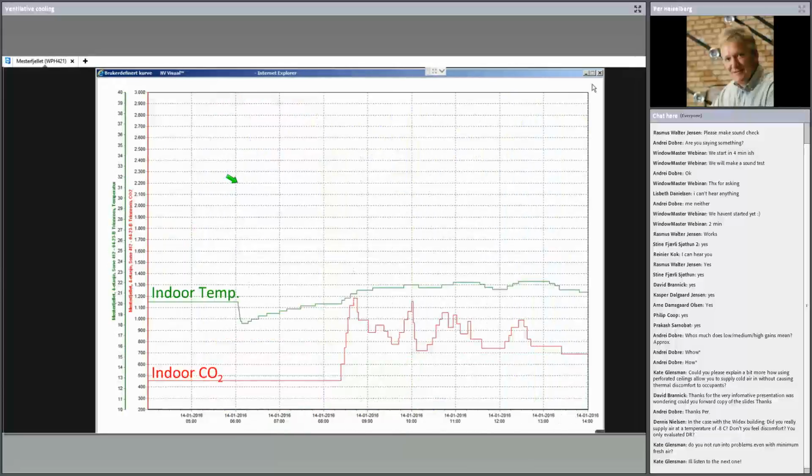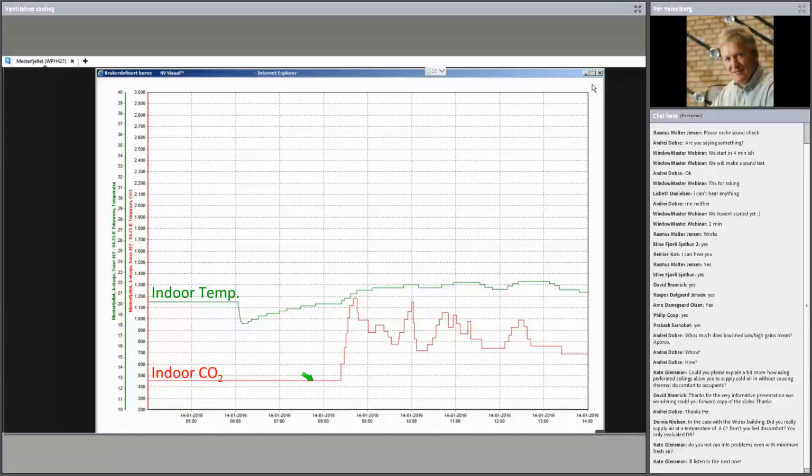So if we go into this classroom and look at some of the key performance indexes, of course, the CO2 is always very interesting. Here you can see the CO2 level. This is at 5 o'clock in the morning. There's no occupant, so the CO2 level corresponds almost to the outdoor CO2 level.